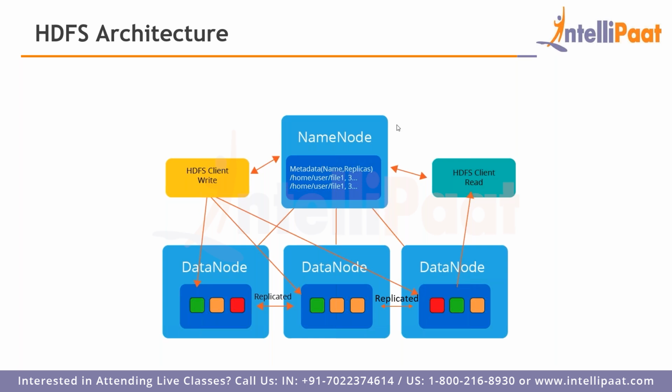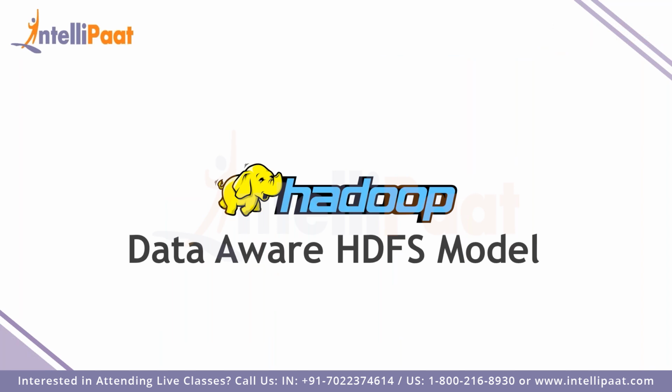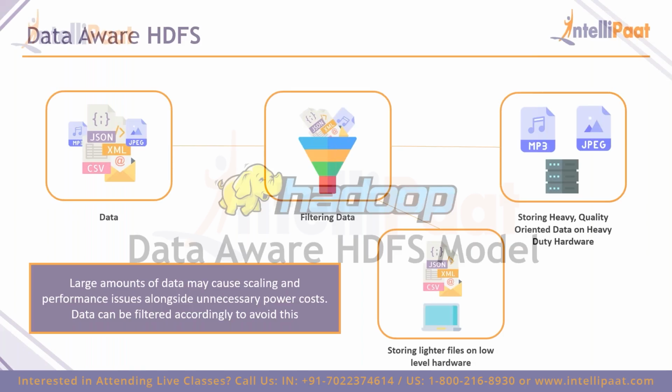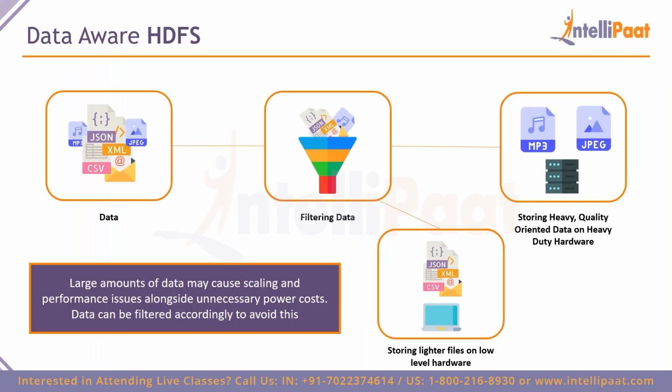Let's continue and look at the processing framework, which is MapReduce. Firstly, let us discuss one other way in which we can store data in HDFS, which we call the data aware HDFS model. This is a proposed theory. In this, you have your data in various file formats. You can have MP3, JSON, XML, CSV, JPEG, basically any file format that you can think of.